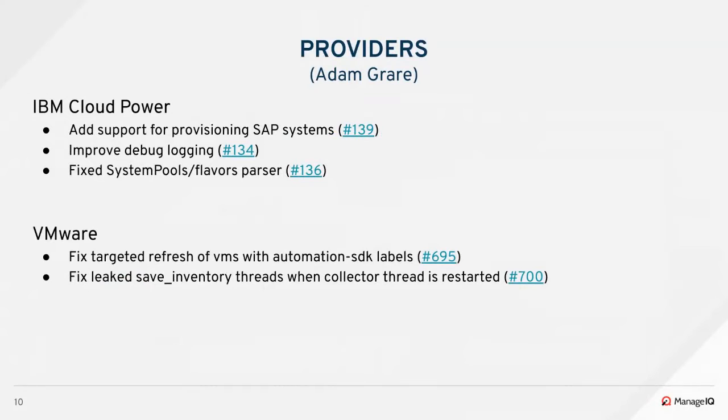For IBM Cloud Power, Jay added support for provisioning SAP HANA systems. Kuldeep improved the debug logging, and Jay also fixed the system pools flavors parser. On the VMware side, we fixed an issue with targeted refresh of VMs that had automation SDK labels.